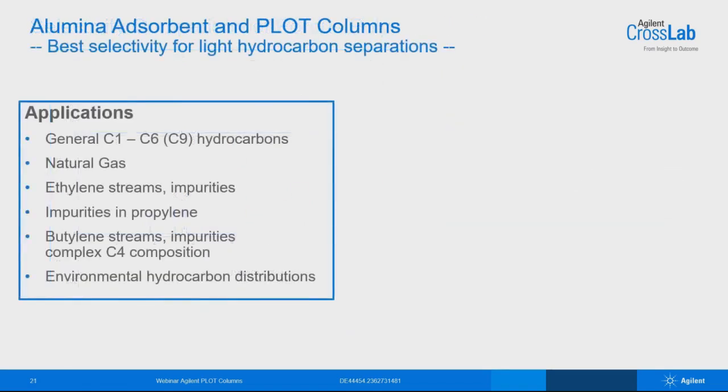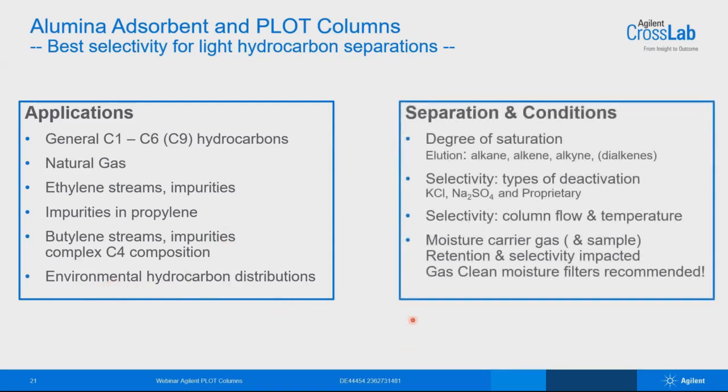That brings us to alumina PLOT columns. Popular for separations of light hydrocarbons, and I would say probably the best choice generally for C1 to C6 hydrocarbon separations, but you could extend this to C9 in cases. Applications include natural gas analysis plus ethylene, propylene and butylene streams. Impurity analysis mainly. There are some applications for environmental hydrocarbon distributions in urban air. The elution follows a pattern of alkane, alkene, alkyne. So the more unsaturated the hydrocarbon, the more retention, the later the elution.